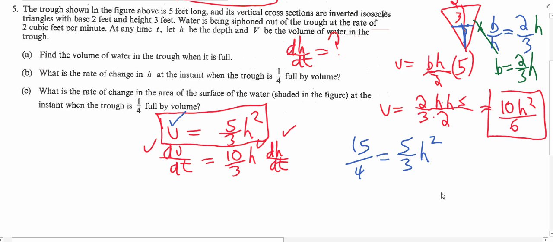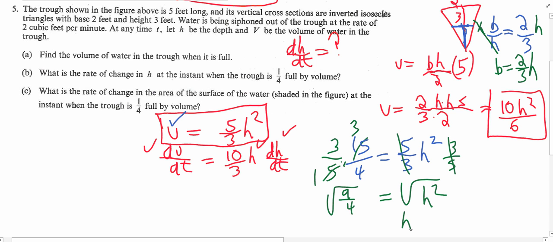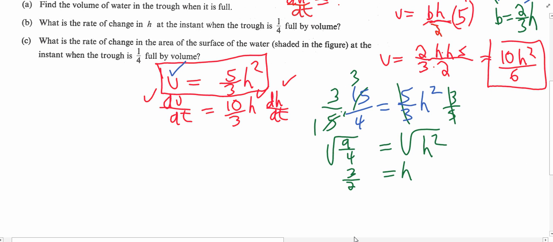So if we multiply by this 3/5 on both sides to cancel out, we get h squared, and looks like we can make that a 1 and make that a 3, and so the height squared is equal to 9/4, and we take the square root of that to take care of that h, and this is equal to 3/2. So now let's plug in our height into our derivative, and we can solve for dh dt.